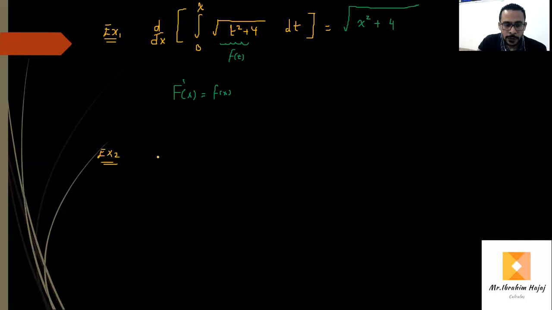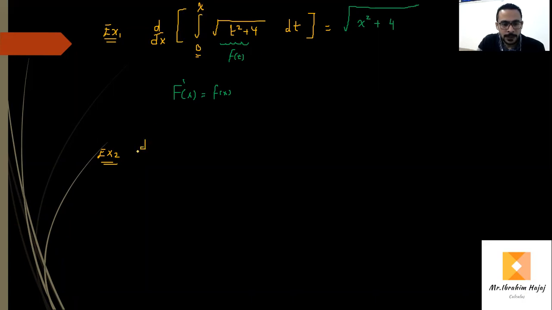in example number 2, the problem is when you have not x, you have x squared or x or cosine x or tan x, or you have two functions up and down, not a constant and a variable x.